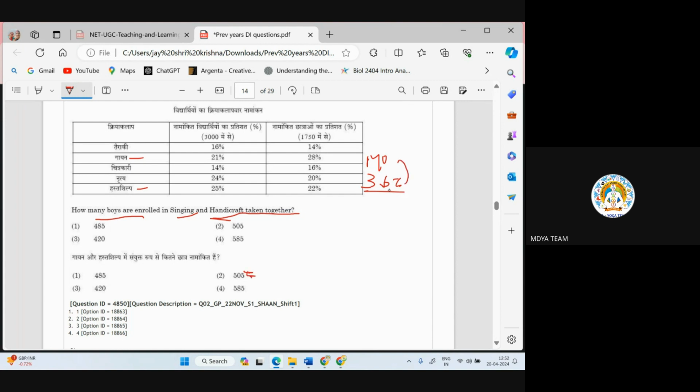Okay, very good. Now, one question from my side. If you do this question, then it is enough for you to do all the questions. What is the percentage of boys enrolled in dancing out of total number of boys?